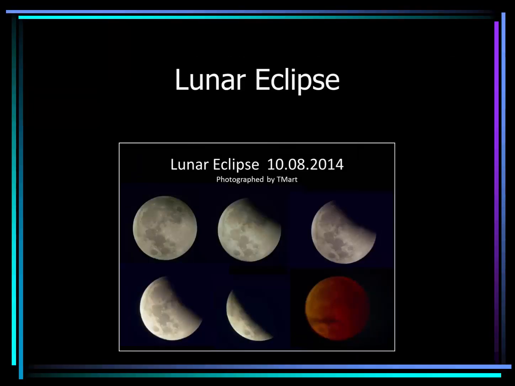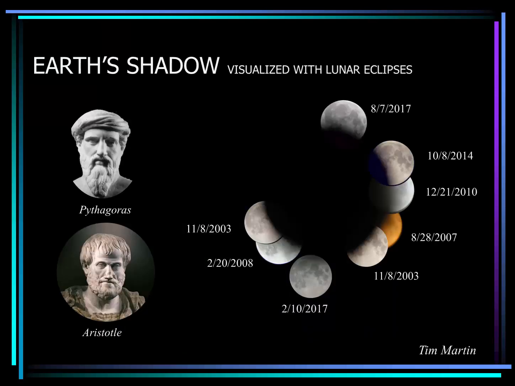Below you can see several images that I took during a lunar eclipse. There's a lot we can learn when the moon passes into the Earth's shadow. In fact, this very idea of the moon passing into the Earth's shadow is what led Pythagoras, Aristotle, and several other ancient Greeks to the understanding that the Earth was spherical.